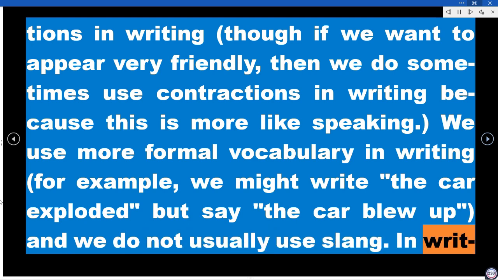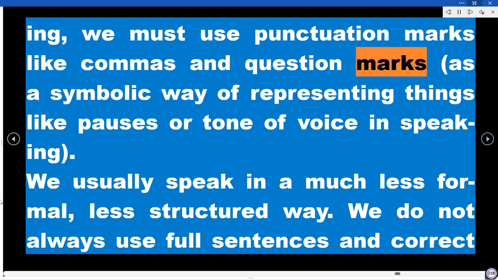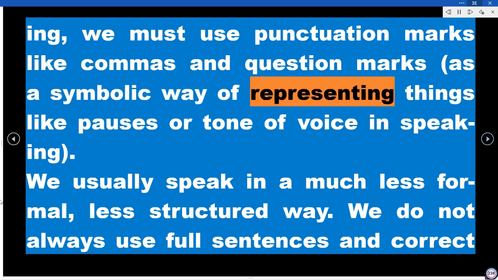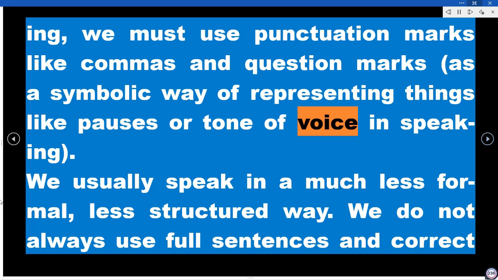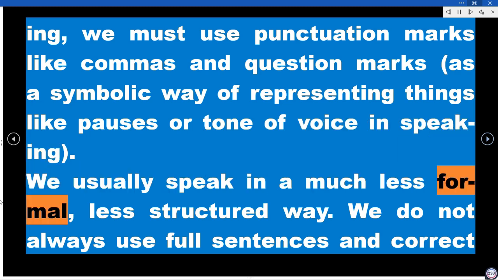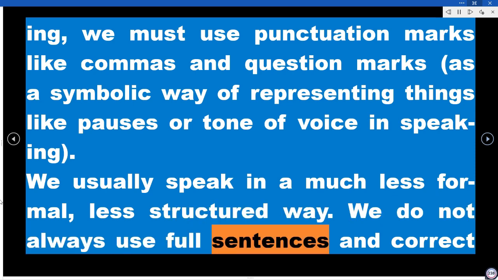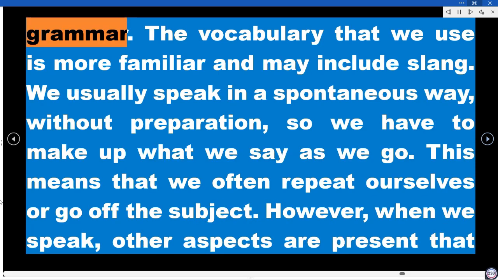In writing, we must use punctuation marks like commas and question marks, as a symbolic way of representing things like pauses or tone of voice in speaking. We usually speak in a much less formal, less structured way. We do not always use full sentences and correct grammar.